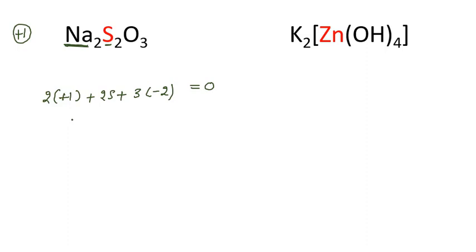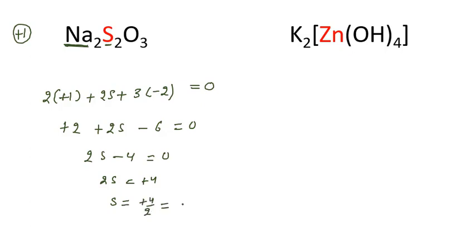Well, here we have +2, then here we have +2S. 3 × -2 is -6, is equal to 0. We can simplify. It is 2S will be -4 is equal to 0. Then 2S is equal to +4. Then here we get S is equal to +4 divided by 2. Then here we get +2. Then sulfur shows +2 oxidation number. Here we have +2. Each sulfur shows +2 oxidation number.